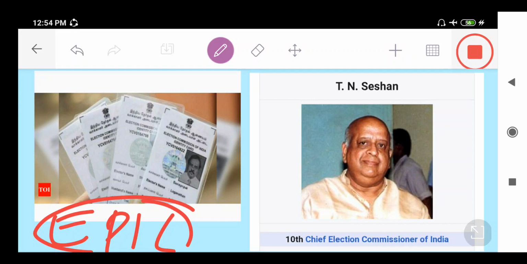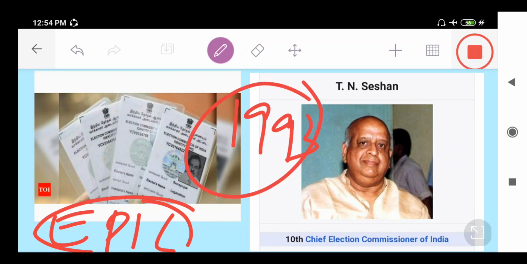Let us not forget to mention here, it was the year 1993 when T.N. Seshan, the 10th Chief Election Commissioner of India, shown here on the screen, was the person who, under his tenure, introduced the concept of EPIC, the election photo identity card, in India.